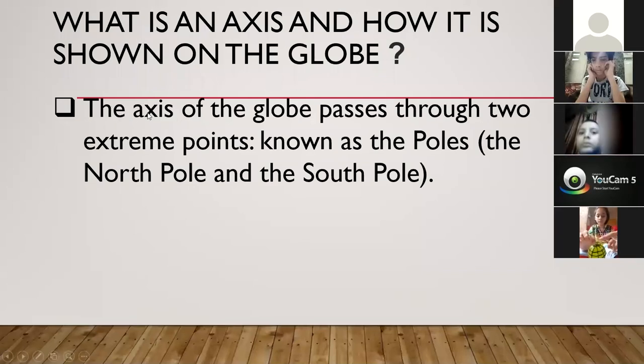The axis, A-X-I-S, is just a small line, imaginary, of course, it's all imaginary, of the globe, that passes through two extreme points known as the poles. I'm sure you have heard, we discussed it, the North Pole and the South Pole, two extreme points, north at the top and south at the bottom. So we have an axis which passes through them.